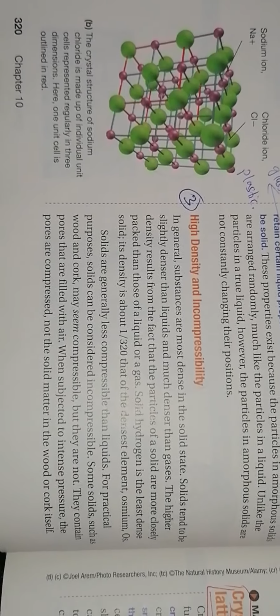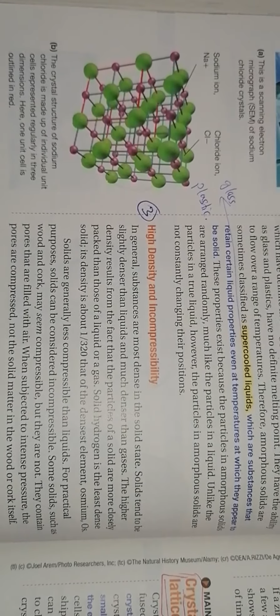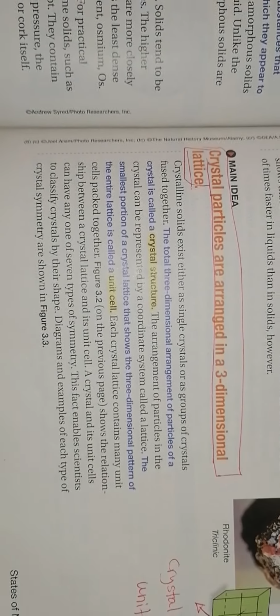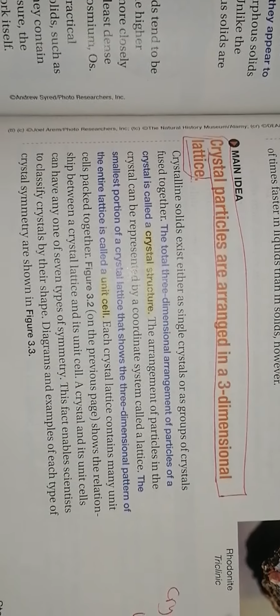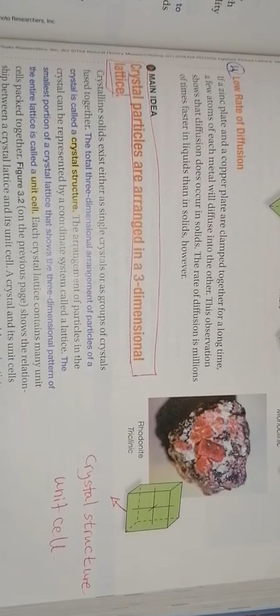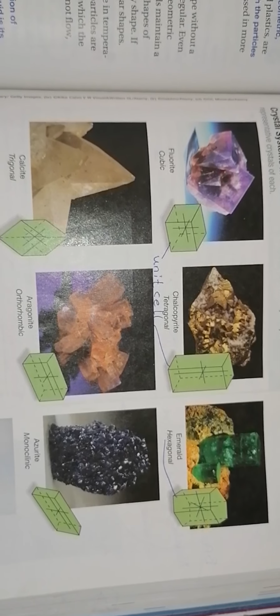And then the third property of solids is that they have high density and incompressibility. They're incompressible because of the arrangement, whether it's crystalline or amorphous. And then we talked about crystal particles that are arranged in a three-dimensional lattice, remember? So the crystal arrangement is called lattice. And we defined a unit cell that keeps repeating itself. And we showed you the crystal structure as a unit cell. And these are just a bunch of examples of crystalline solids.